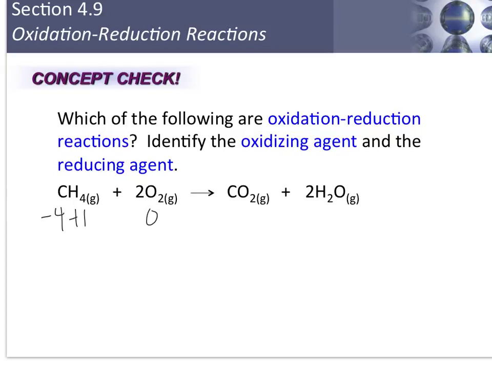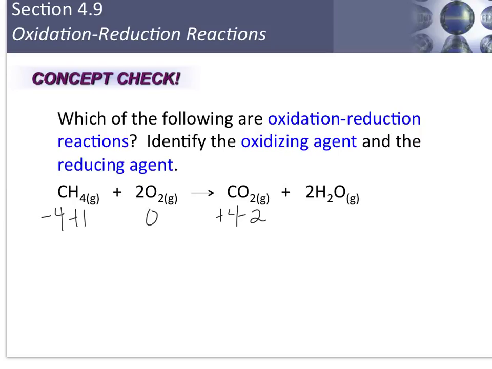And then when we go to look at the carbon dioxide, we've got oxygen, which is always a -2. And there are 2 of those, so that's a total of -4. So the carbon must be a +4 this time. So we definitely see a change in oxidation state here for the carbon.